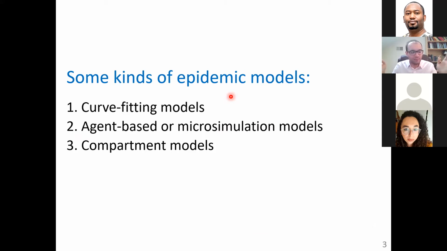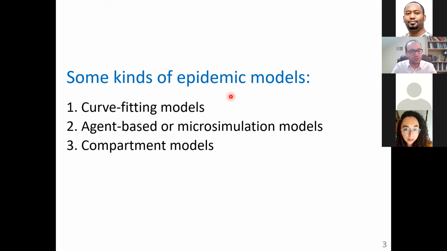So I mean models that are used to represent the spread of the infection in a population and either explain or make predictions about what might happen. Okay, so this includes things like curve fitting approaches, agent-based or micro-simulation models, and compartment models.